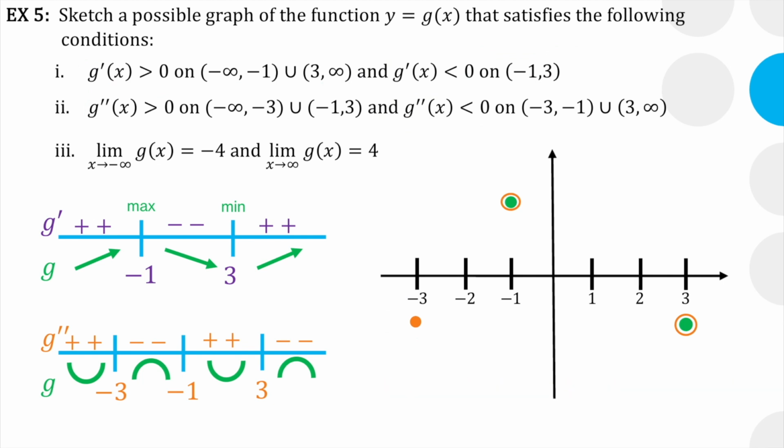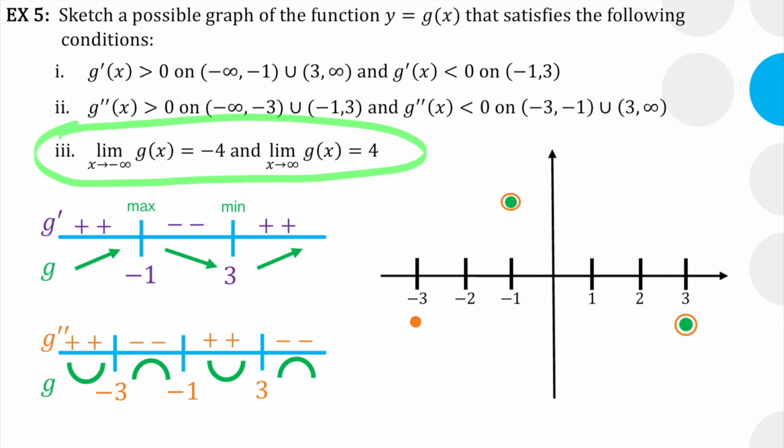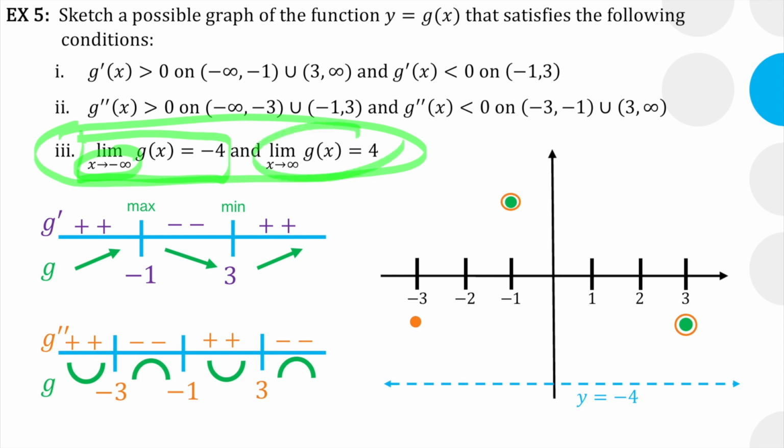But before we do, we need to cover just the graph itself. This says the limit as x approaches negative infinity is -4. This is talking about end behavior. That's an asymptote. So we have an asymptote at y equals -4, and then another one at y equals 4.